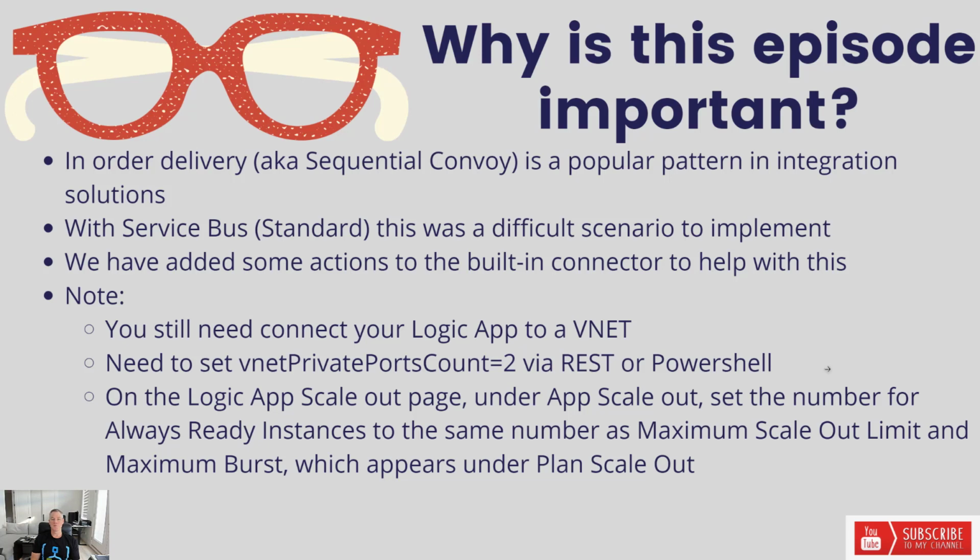Now the next piece is you will need to set the VNet private ports count to 2. This can be done either using the RESTful API or a PowerShell cmdlet. I will show you a resource that describes how to do this. It's rather harmless and something that you can quickly do. The other thing is you want to make sure that you have matching numbers in the Logic App scale-out page for always ready instances, maximum scale-out limit, and maximum burst as well. I'll show you a resource for that. But let's dive deeper into the solution.